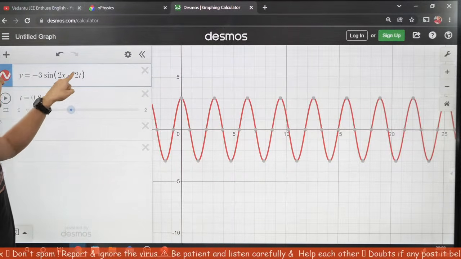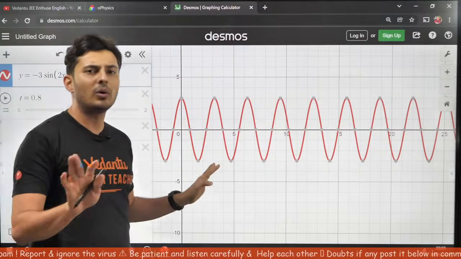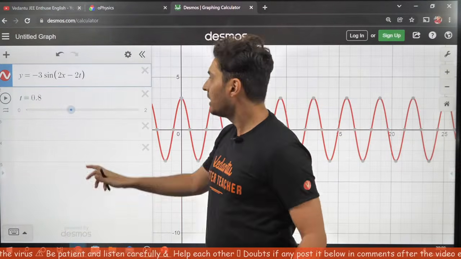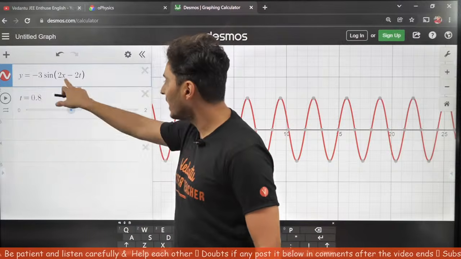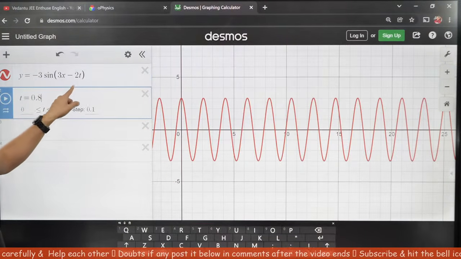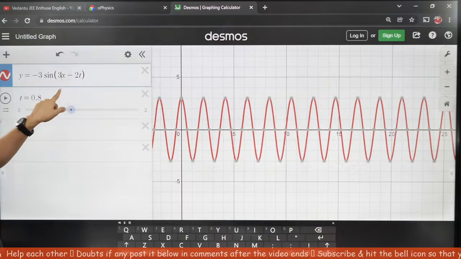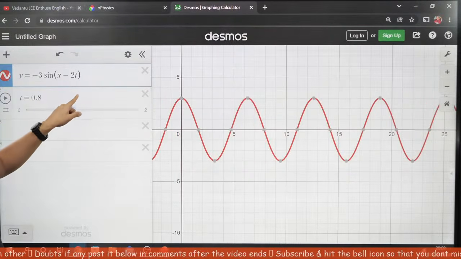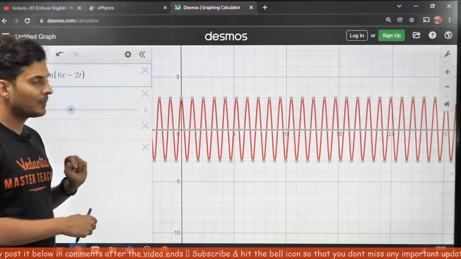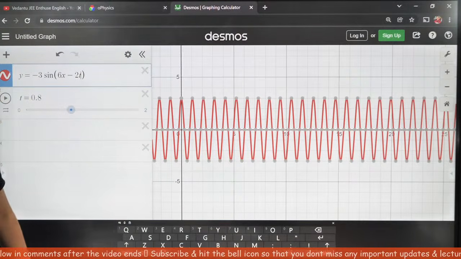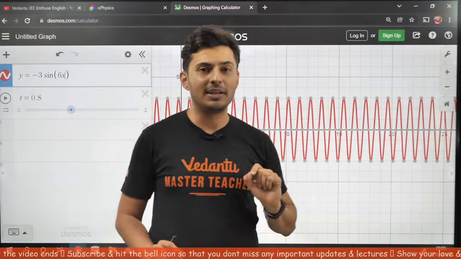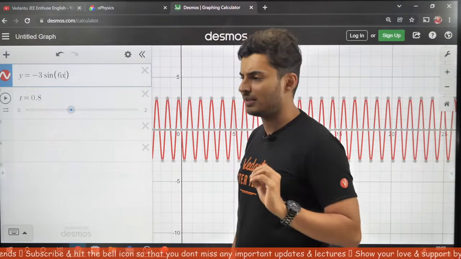So do you agree this 2t has no role to play in the wavelength? It's only this coefficient of x which affects the wavelength. Look at this. If I make this 2 as 3, or if I make this 3 as something else, let's say 6, obviously the wavelength is affected by this number. So what's the relationship between the wavelength and this coefficient? It's very easy to observe.